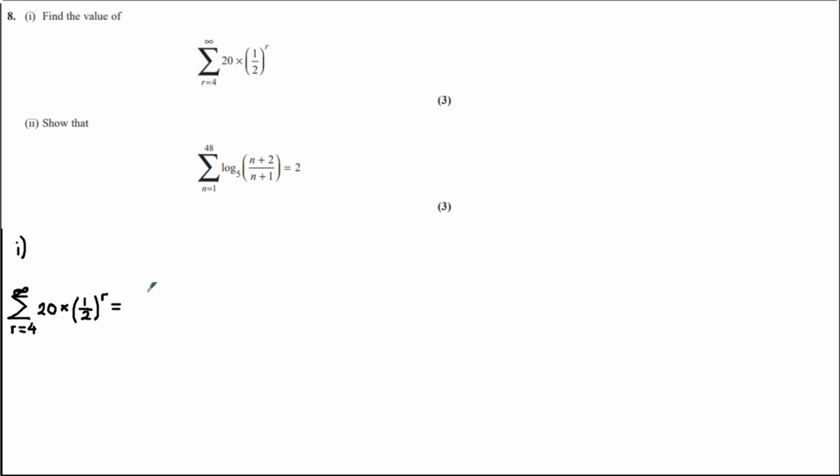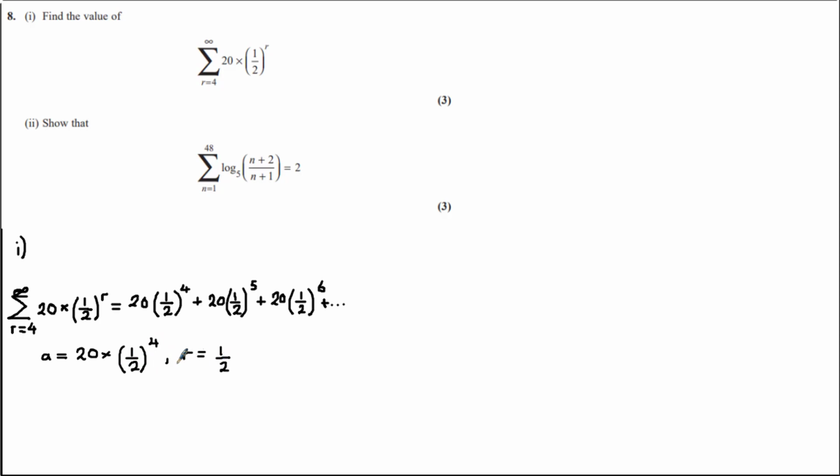When r is equal to 4, the first term is equal to 20 multiplied by a half raised to the power of 4. The next term would be when r is equal to 5, which is 20 multiplied by a half raised to the 5. The next term would be r equal to 6, and so on. By writing the first few terms of this series, hopefully you can see that the difference between the terms is a multiple or a common ratio of a half. And therefore this is a geometric series which has a first term, which we'll call a, equal to 20 times a half raised to the power of 4. And the common ratio r would be equal to a half.